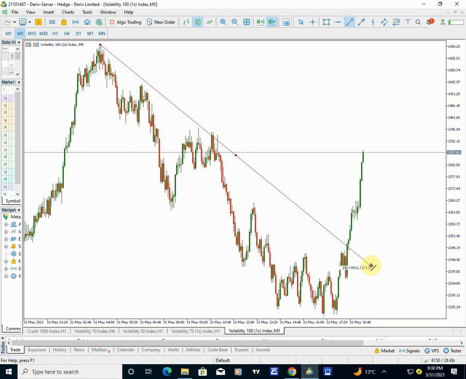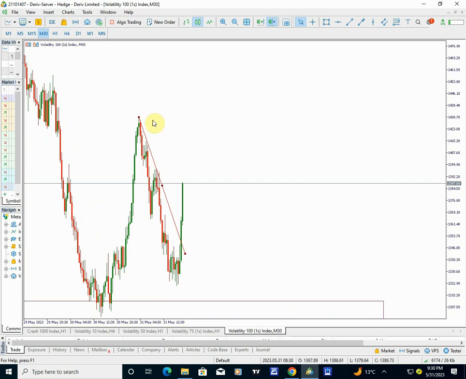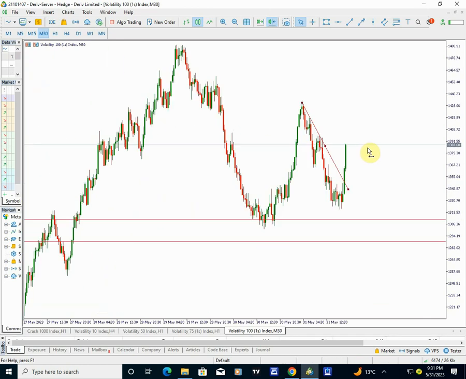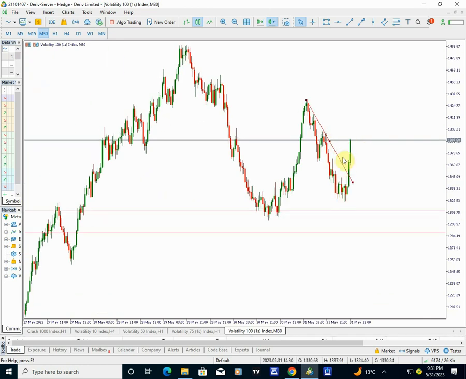The market was on a smaller downtrend, which is just a temporal downtrend. As you can see, the downtrend I'm drawing is right here. There is another downtrend which was formed right here. As you can see, the market is straight on a downtrend.